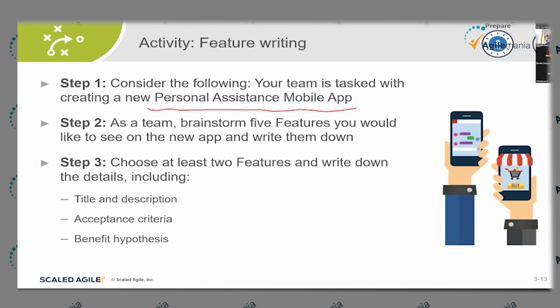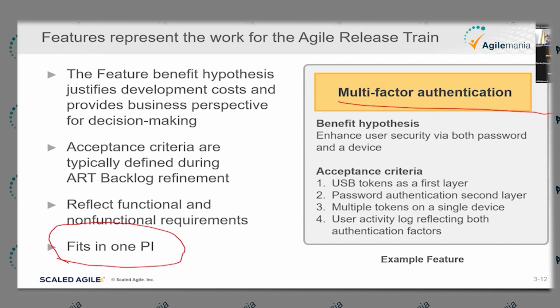So brainstorm and come up with 5 features you would like to see on this new app, and choose at least 2 features and write down the details like the title and description, acceptance criteria, and the benefit hypothesis. It will give us a little practice on how to write features, so that as a Scrum Master, when you are working with the other teams or the product management, you can actually suggest or guide them.